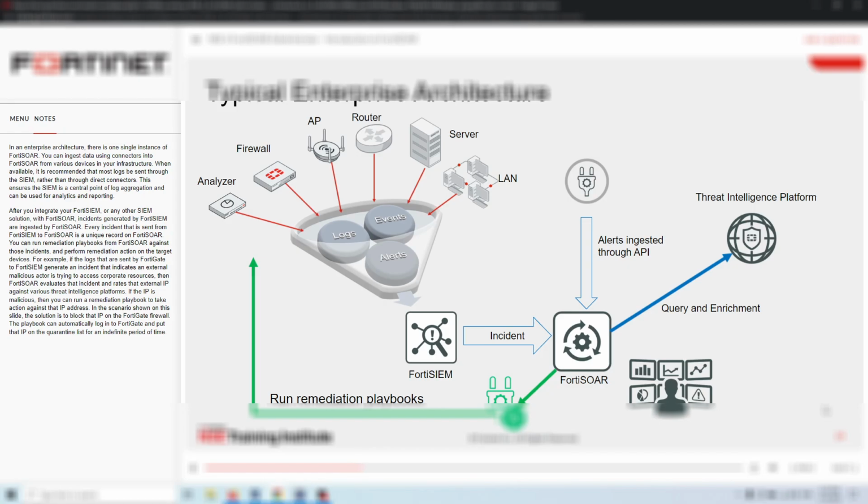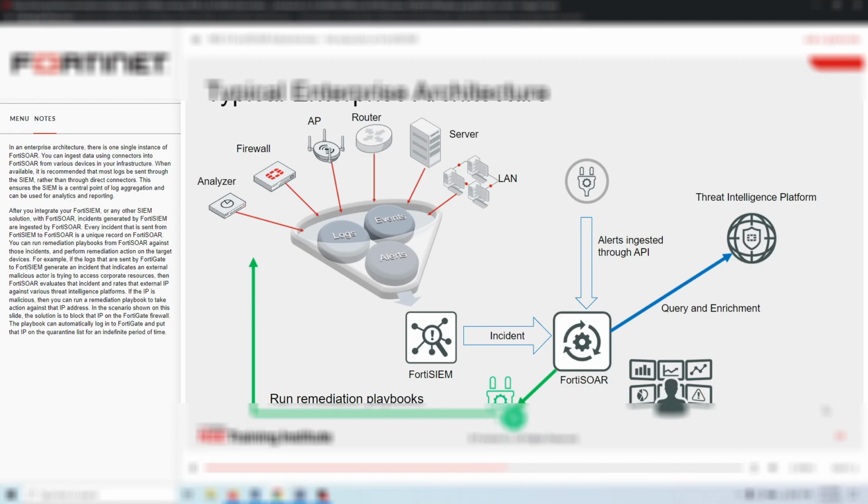After you integrate your FortiSIEM or any other SIEM solution with FortiSOAR, incidents generated by FortiSIEM are ingested by FortiSOAR. Every incident that is sent from FortiSIEM to FortiSOAR is a unique record on FortiSOAR. You can run remediation playbooks from FortiSOAR against those incidents and perform remediation action on the target devices.